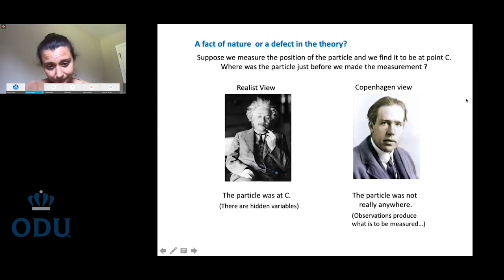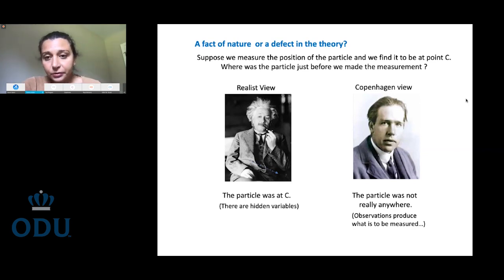He said the particle was at C, yet quantum mechanics was not able to tell us because there are some hidden variables. There are some properties that we don't know in quantum mechanics. Quantum mechanics doesn't know. That's why it cannot tell where the particle is going to be exactly. But once we improve the theory, then it's going to be like classical mechanics, deterministic, not probabilistic anymore. So it's a defect in the theory, which are also called hidden variables.